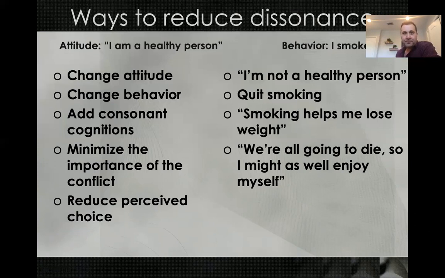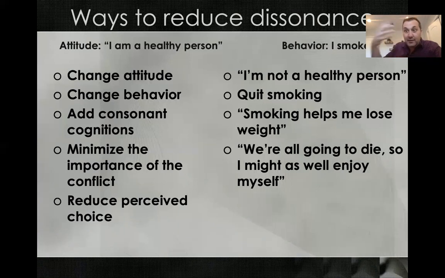A fifth way of reducing dissonance is to reduce your perceived choice. So imagine that you're this person. You think of yourself as a healthy person. If I came to you and put a gun to your head and said, smoke this cigarette, you are going to smoke that cigarette and you're not going to feel bad about it, right? You're not going to feel guilty about having smoked a cigarette because you were forced to do it. You had no other choice.